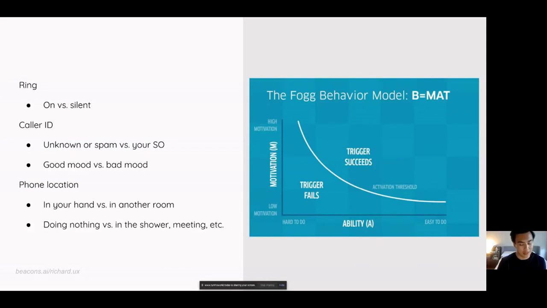Or maybe the task that you're currently doing could also affect your ability as well. If you're doing nothing and just sitting around and the phone is in your room and it's from someone, the motivation might not be super high, but the ability makes it really easy to do, so you're very likely to pick up the phone. Versus, let's say you're in the shower, you're in a meeting, or you're busy, you're much less likely to do it. Does that make sense?